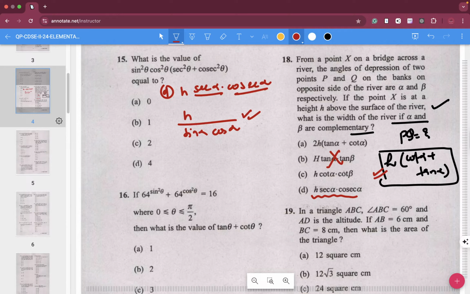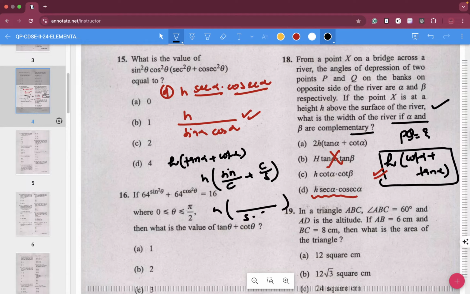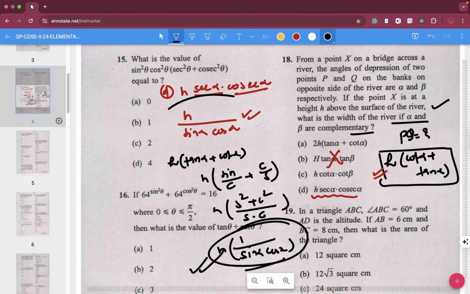Now let's look at the value that we have got, h into tan alpha plus cot alpha. Can we write it as h into sin by cos plus cos by sin, which means h divided by sin into cos, where sin square plus cos square is 1, which means h into 1 by sin alpha into cos alpha. Can you see this particular value is equal to this particular value? So D is the correct answer, folks.